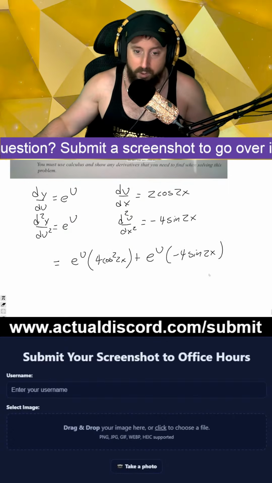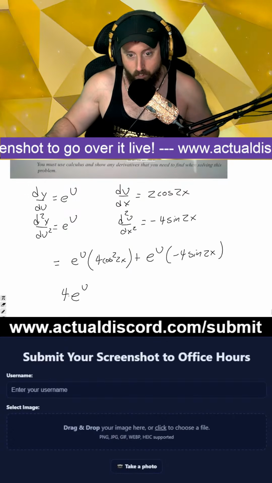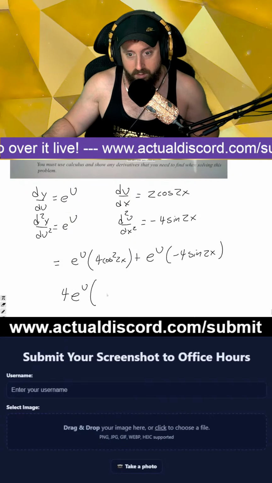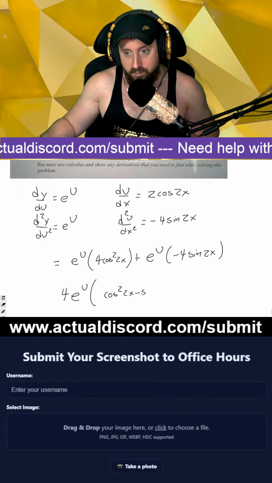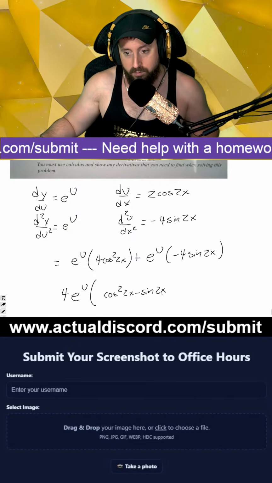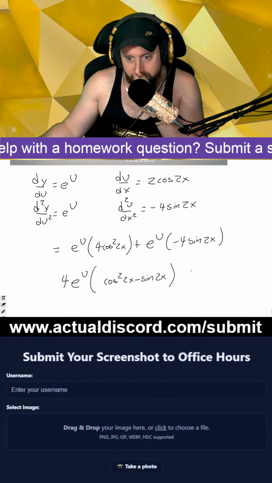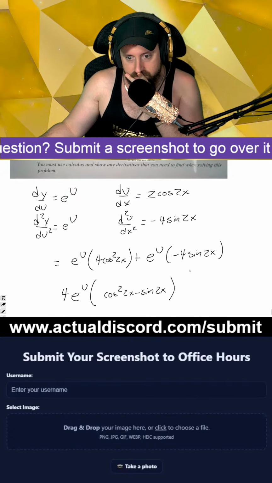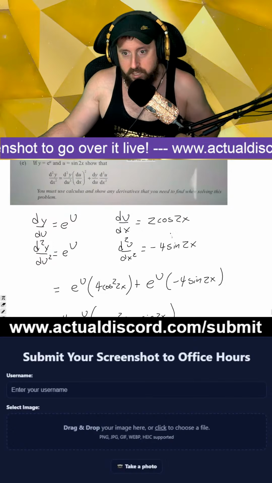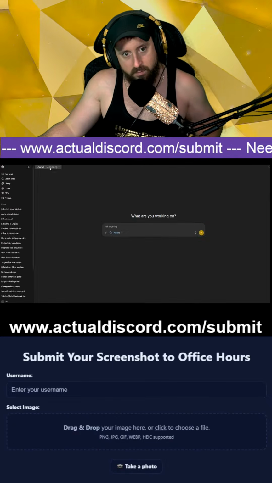Okay, cool. So putting it all together, what do we get? We get e to the u. I'm going to say 4e to the u, and then we get cosine squared 2x minus sine of 2x. Right? Is that it? Yeah, I think that's it. Let me throw it into ChatGPT real quick, just to double check that I'm not insane.